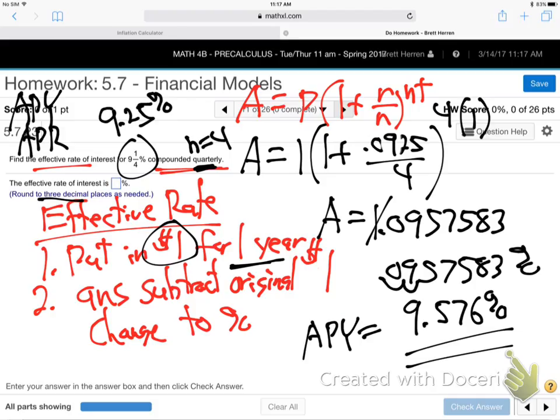Makes sense how we did that? So I just put in $1. I said, hey, $1, what are you going to become in 1 year? The $1 said, I'm going to become $1.0957583. That's what will happen to that $1 in 1 year. I thought, well, if that's what happens to $1, get rid of that dollar. Every dollar is going to grow by 0.09575. Move the decimal 2 places. Every dollar is going to grow by 9.576%. So that's the effect. That's what's really happening.